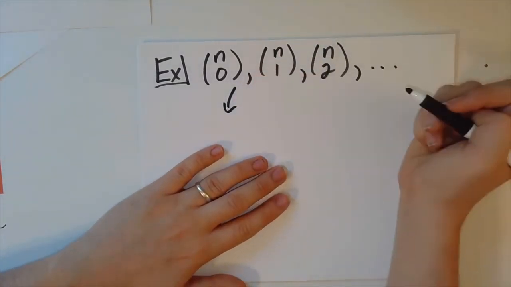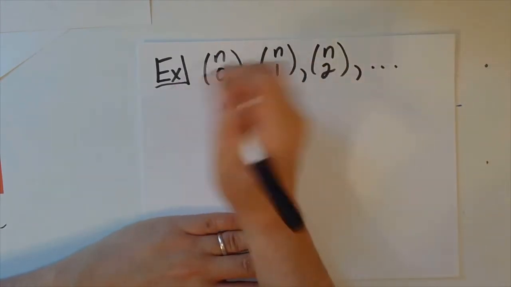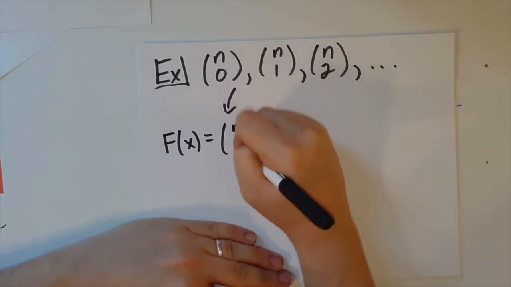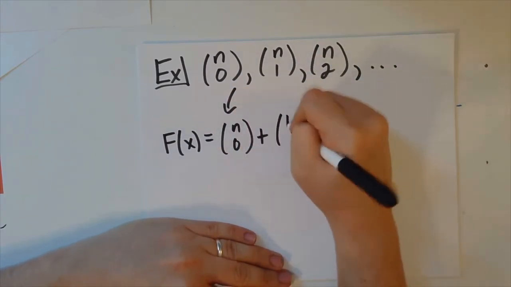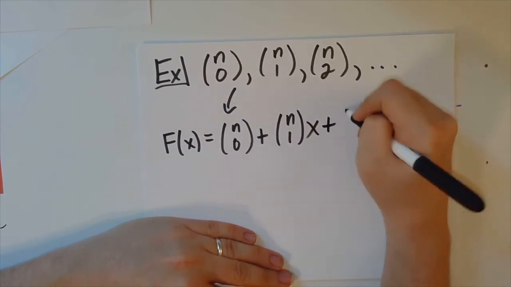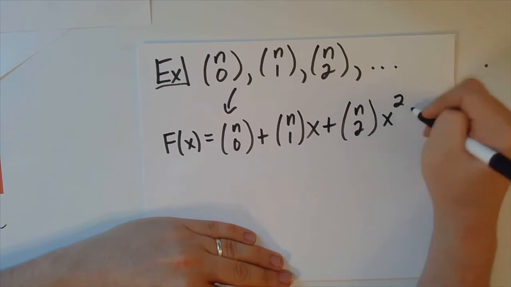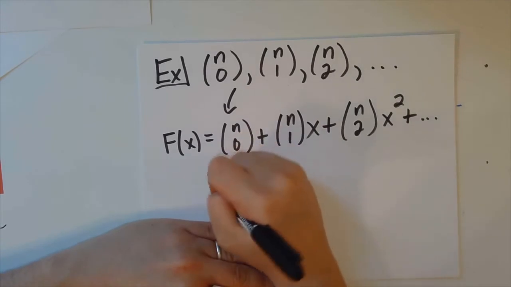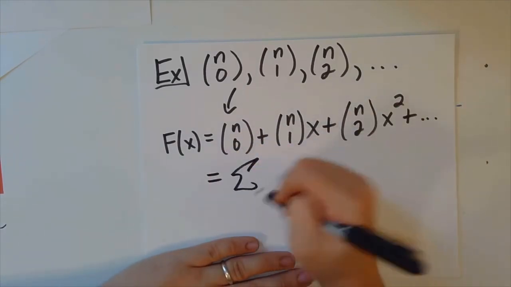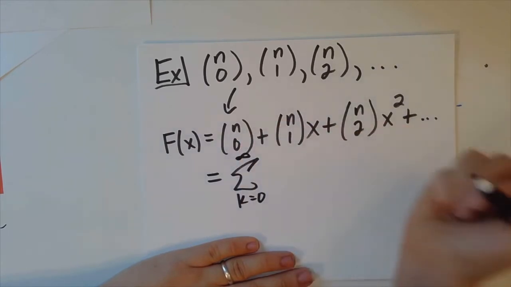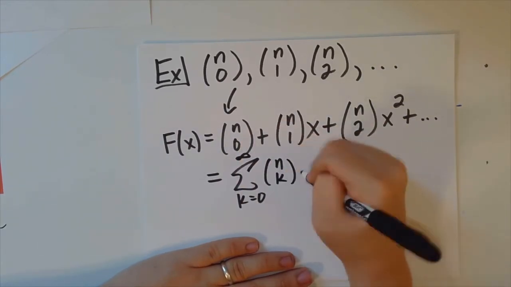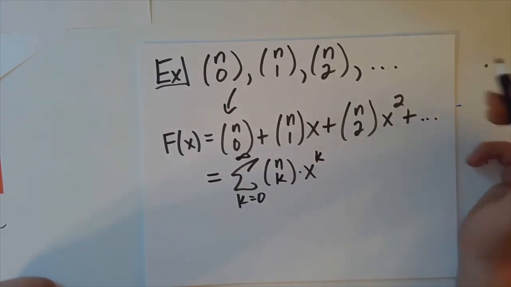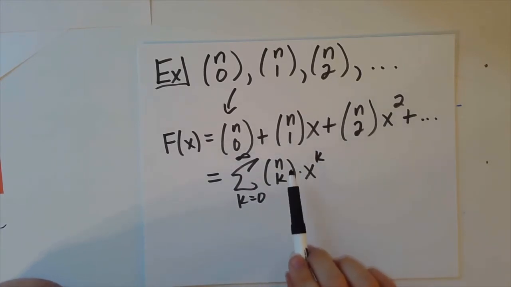Okay. So that's going to correspond to the power series n choose 0 plus n choose 1 x plus n choose 2 x squared plus dot dot dot. Which, if you wanted, you could write as the sum as k goes from 0 to infinity of n choose k times x to the k. Okay. Which might look familiar, namely this should be exactly what you get from the binomial theorem.